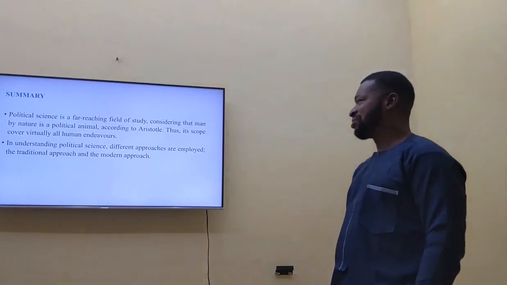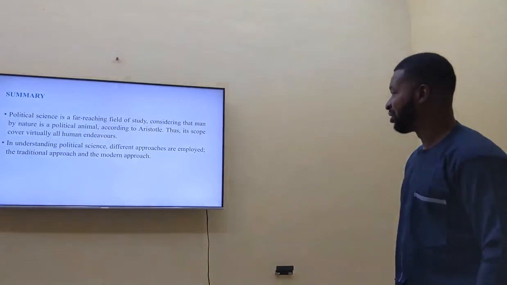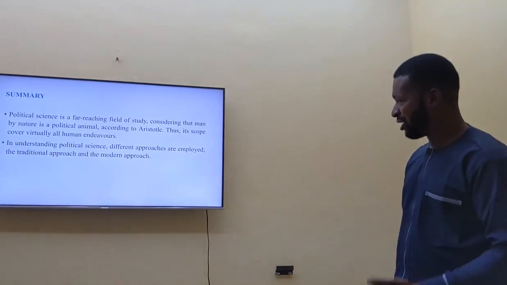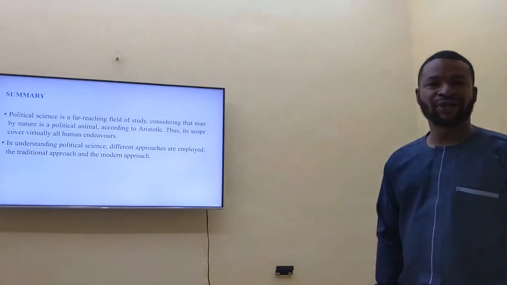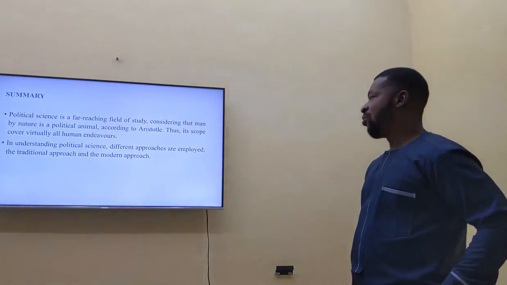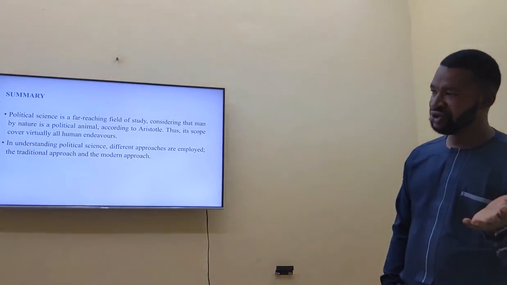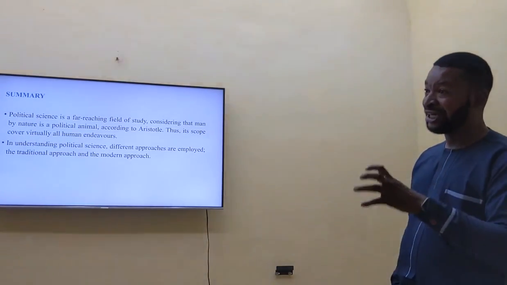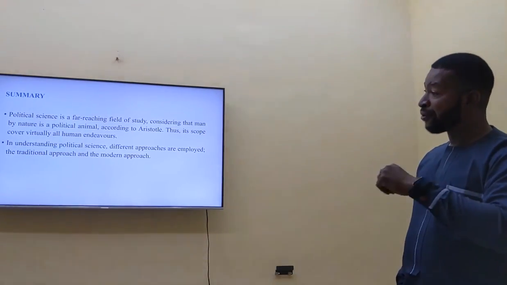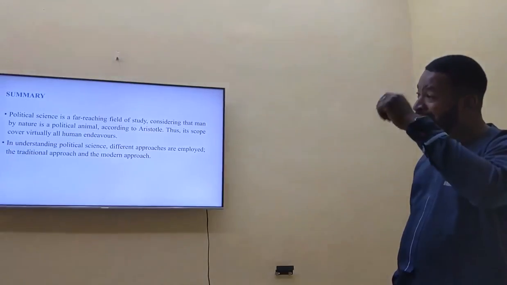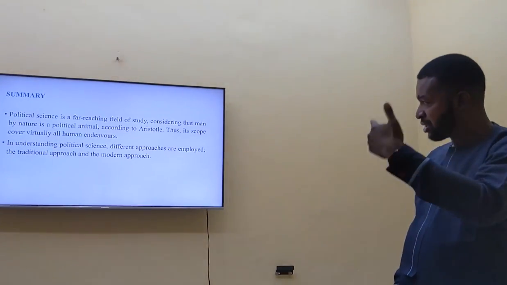We've established that political science is a very far-reaching study that looks at man as a political animal. It covers all aspects of human endeavors. While understanding this, we looked at the different approaches. We looked at the traditional approach, which believes that the center of study of political science should be the state. The modern approach believes that the center of study should be those individuals operating within the state. The next slide.